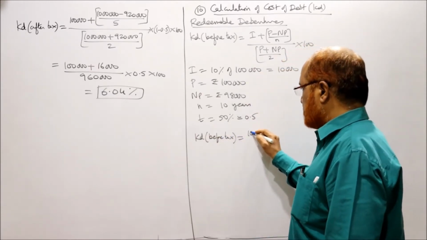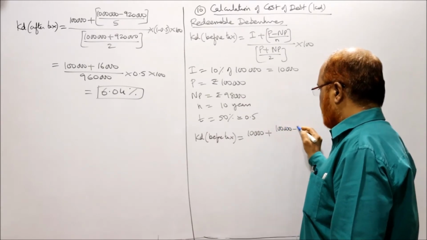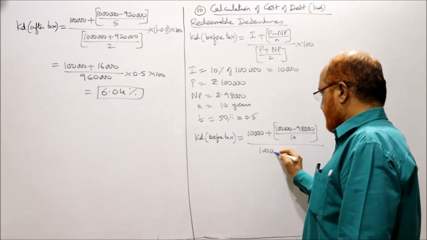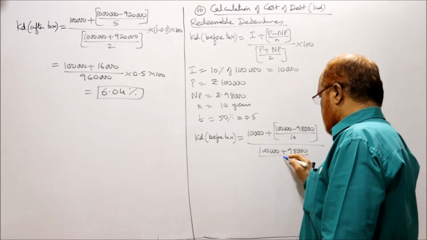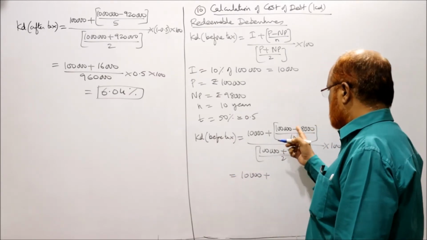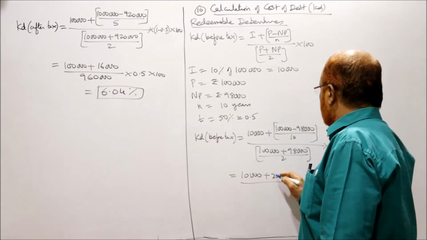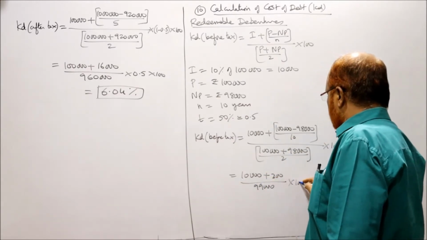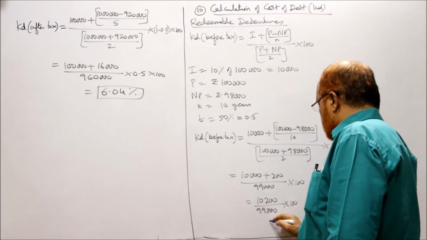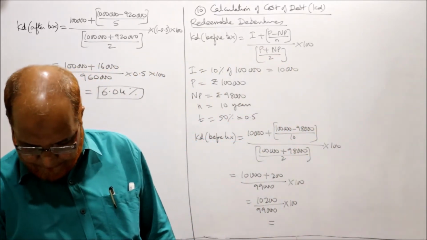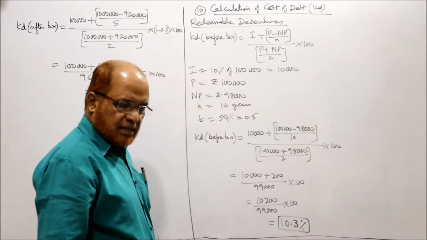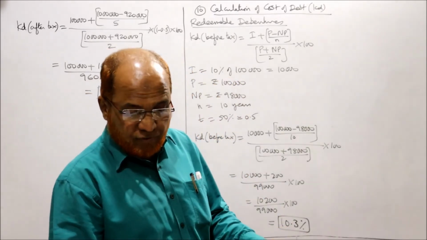is equal to 10,000 plus 1 lakh minus 98,000 divided by 10 years, divided by 1 lakh plus 98,000 divided by 2, into 100. So 10,000 plus 2,000 divided by 10 is 200, divided by 99,000. 10,200 divided by 99,000 into 100. 10.3%. This 10.3% is the KD before tax.